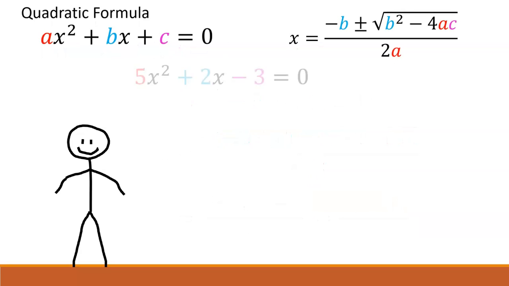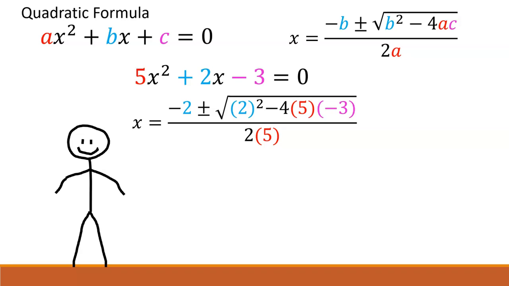Let's find the solutions to 5x squared plus 2x minus 3 equals 0. This equation's also in standard form, so we're ready to substitute values into the quadratic formula to find the solutions. So our solutions are given by negative 2 plus or minus the square root of 2 squared minus 4 times 5 times negative 3, all over 2 times 5.